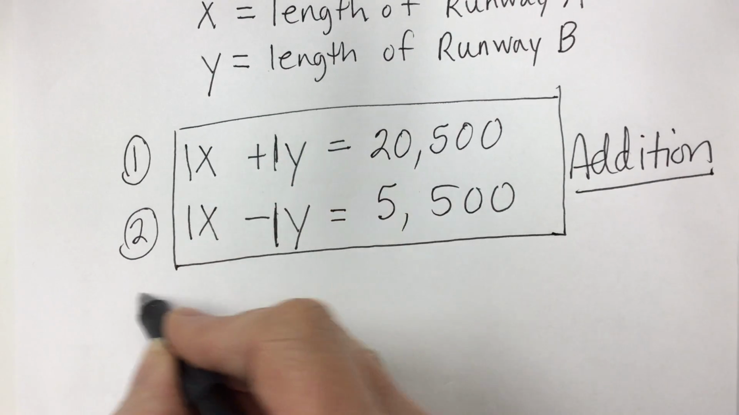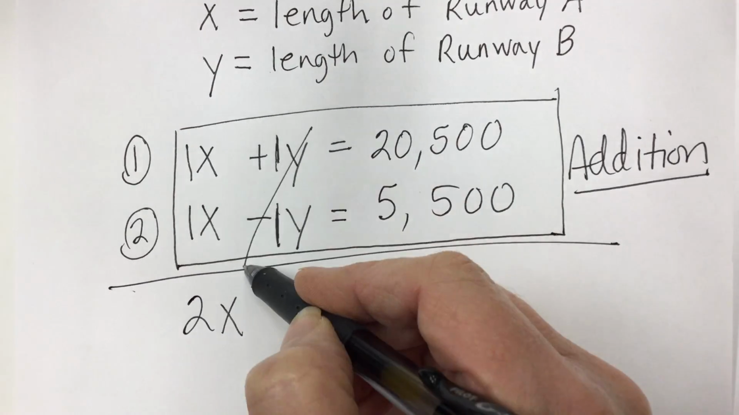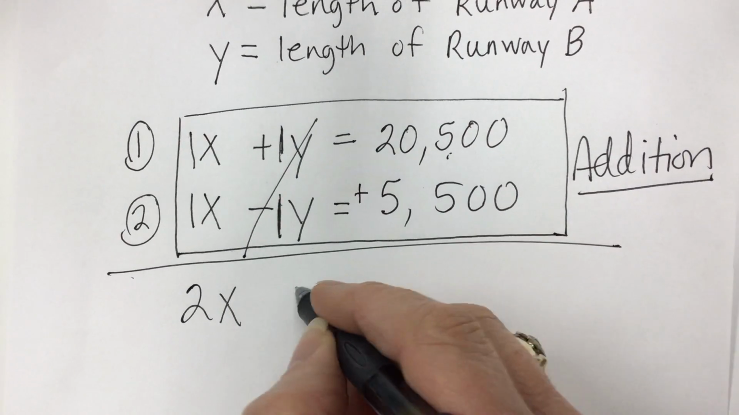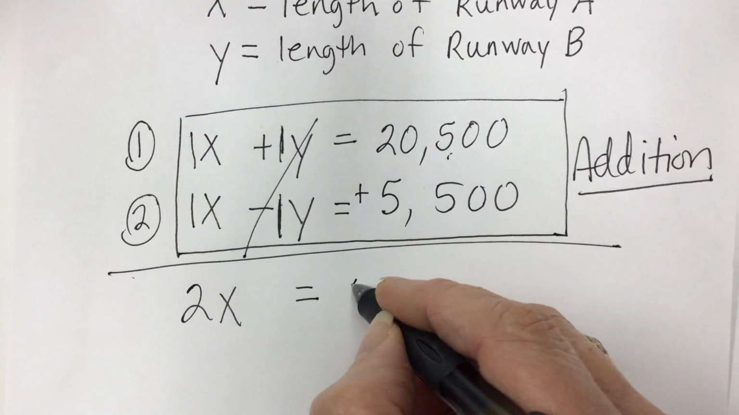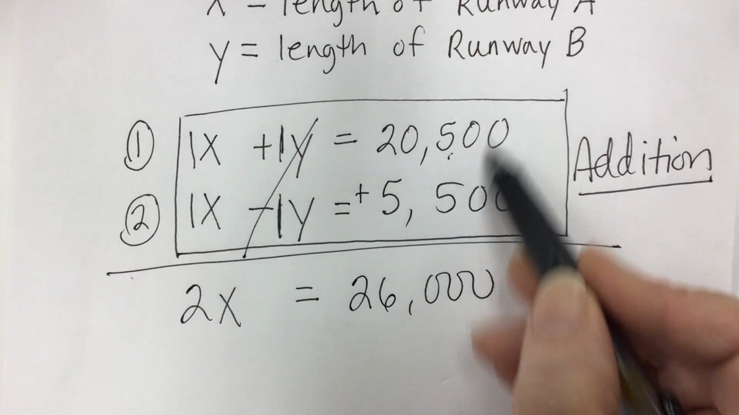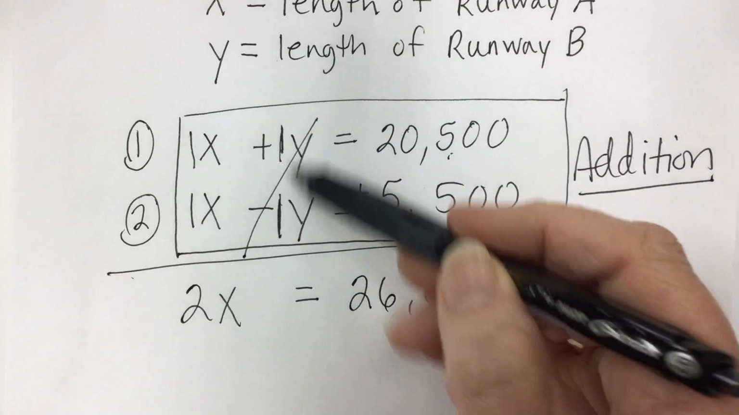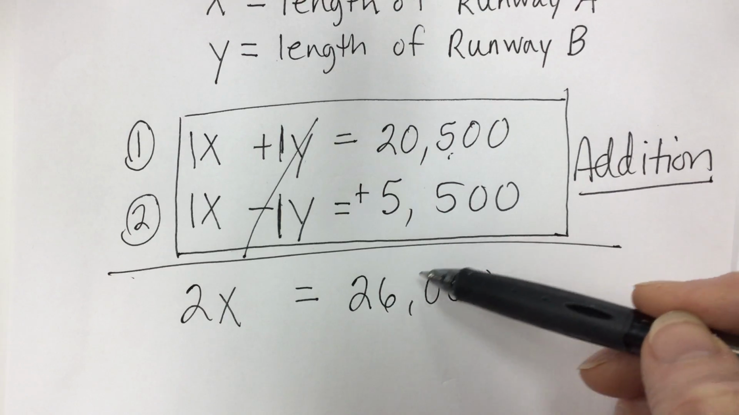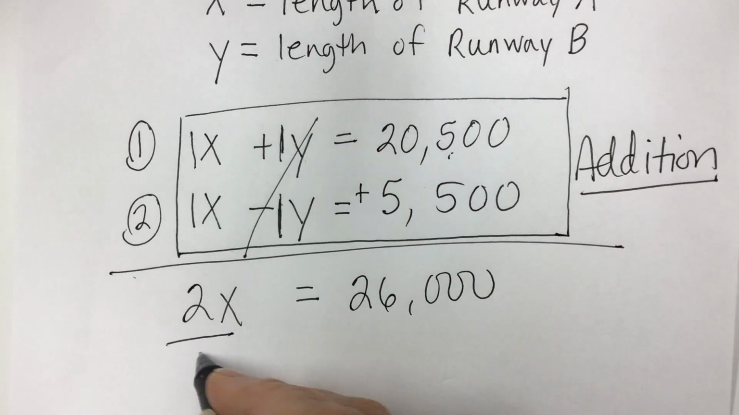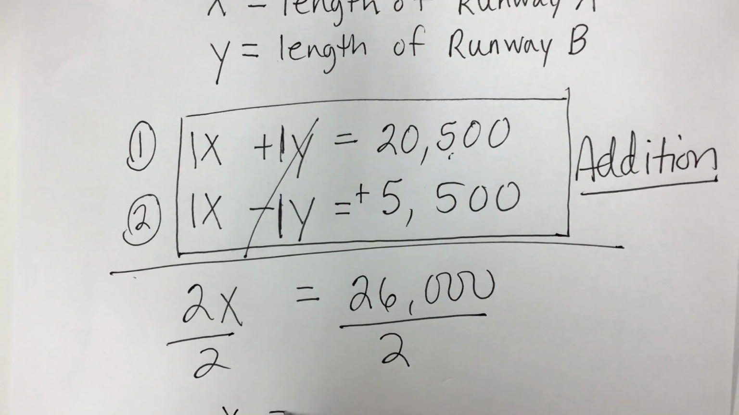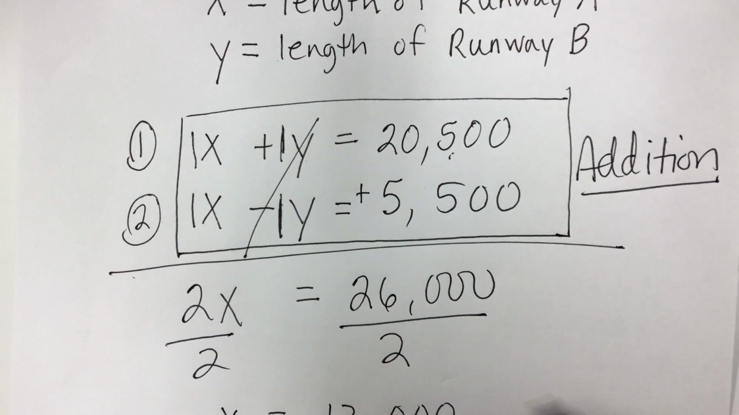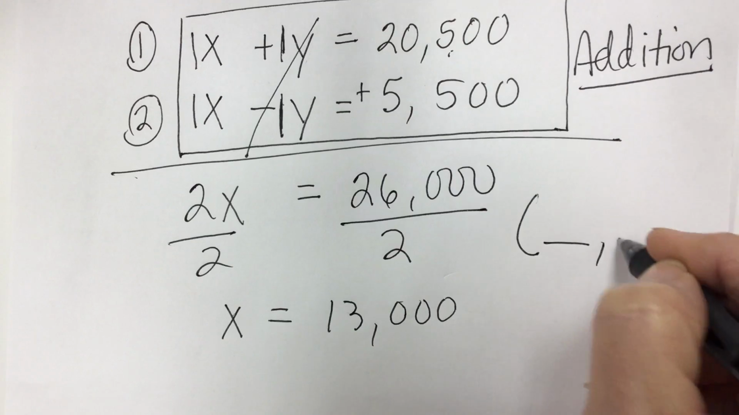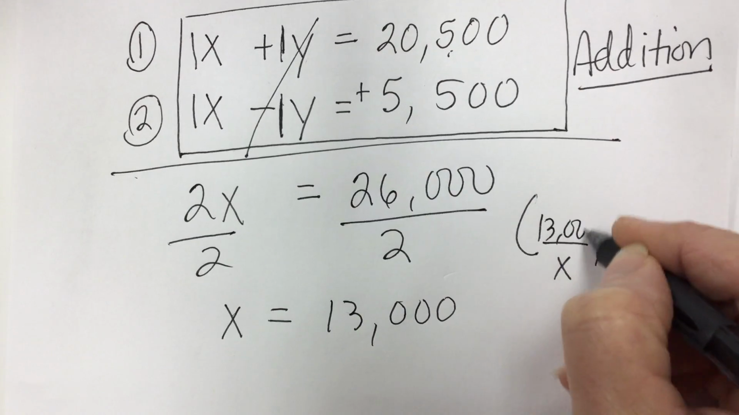Well, 1x plus 1x is going to give me 2x. These cancel when I add. 20,500 plus 5,500 gives me 26,000 when you add those together. So when I added the y's, they canceled. When I added the x's, 1x plus 1x was 2x, and when I added my constants, I got 26,000. Solve for x. Divide both sides by 2. So x equals 13,000. Use your calculator. So for our point of intersection, x is 13,000.